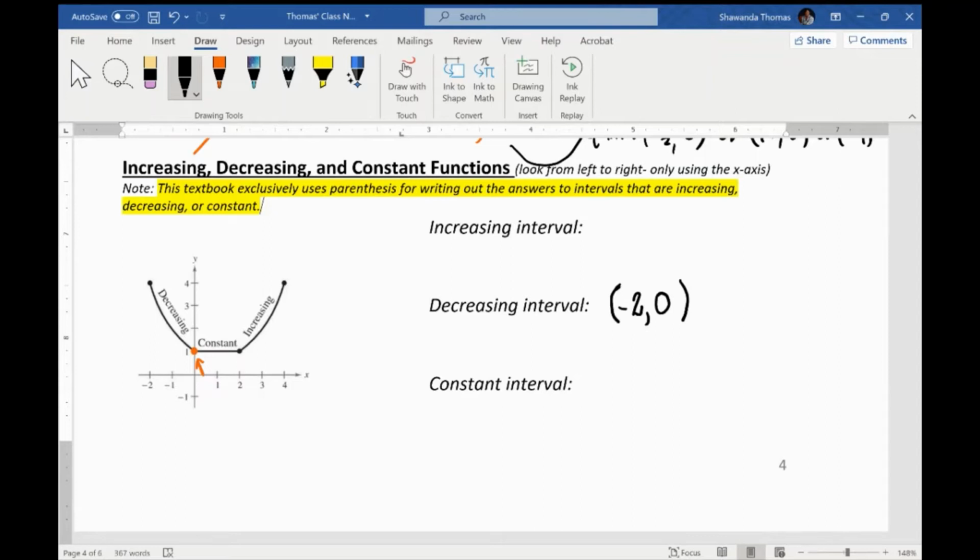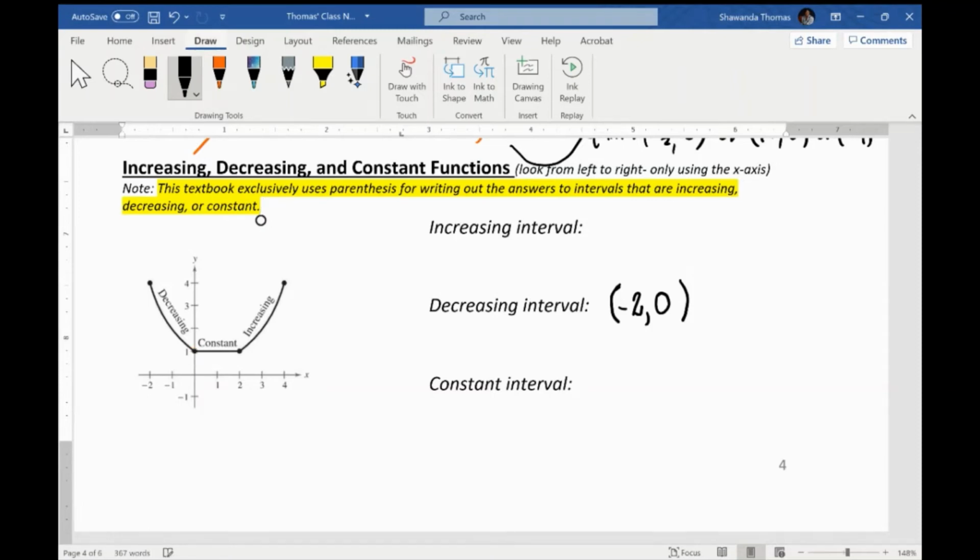Now, on your homework, if it was decreasing on another interval, they want you to separate your intervals by a comma. Okay, so you'll put a comma and put another interval, but that's for this particular image right here. There's only one piece that's decreasing, one interval.